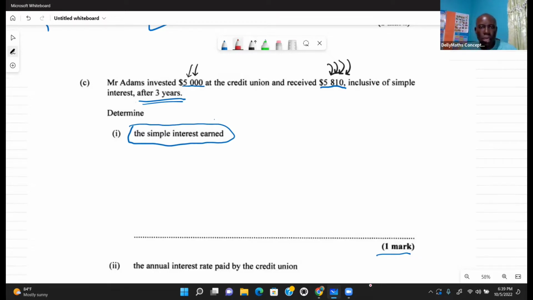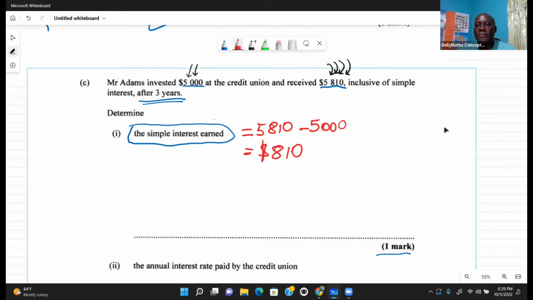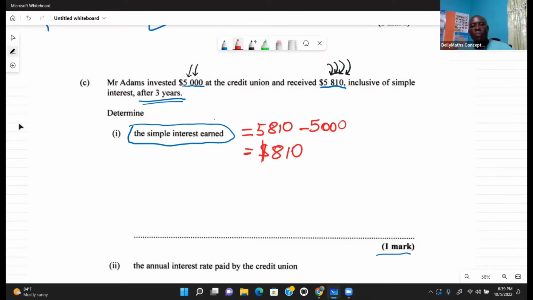So then the simple interest would have been the money at the end subtracting what you had started with. And you would have realized that the interest is $810. That is our simple interest. All right, very good. So you could see that it's kind of straightforward. Putting it together, don't rush yourself. Just look at what you're dealing with and move on.